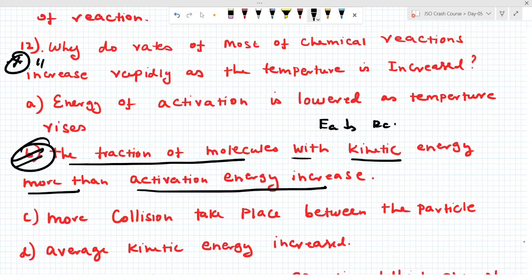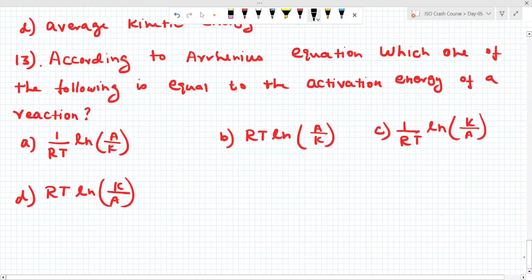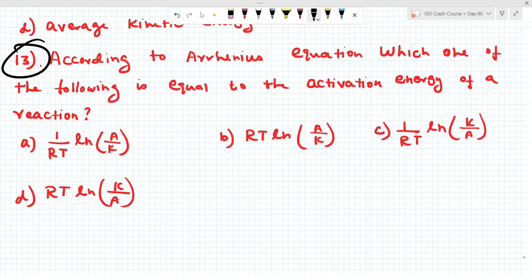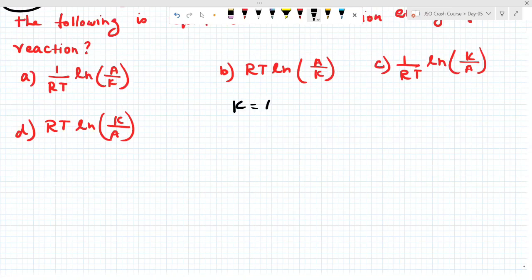Question number 13, last question. This also you can try, very simple. Okay, this நம்ம solve பண்ணலாம். According to the Arrhenius equation, which of the following is equal to the activation energy? Okay, now what is the formula? We know K is equal to A into e power minus EA by RT. இங்க ln இருக்கா, both side take ln. For ln K is equal to ln A, okay, minus EA by RT.